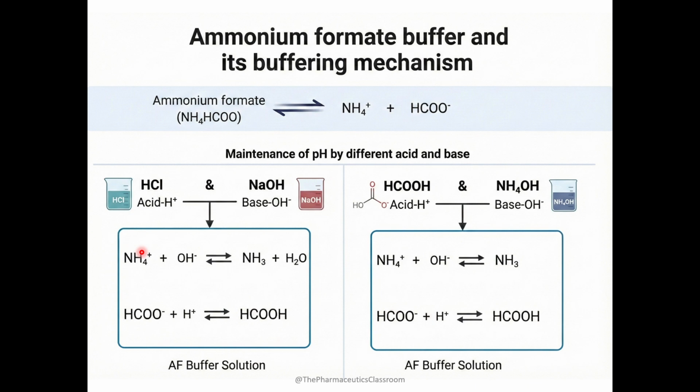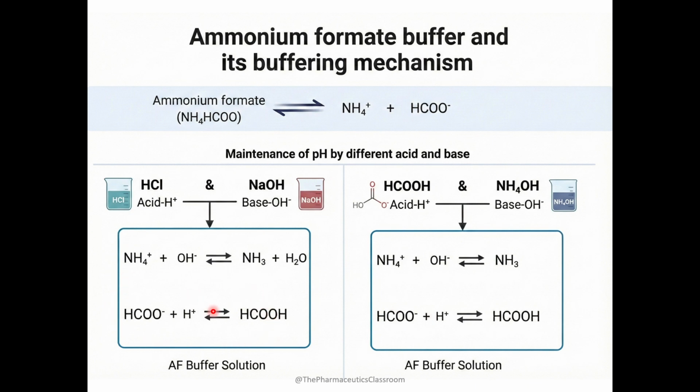Suppose I have dissolved ammonium formate in water, now I am getting this ammonium ion and this formate ion. Once I have added HCl, from HCl H plus is coming and it is reacting with the formate ion and getting converted into formic acid. Because of this, no H plus is increasing in this solution, and that is why we are not getting any change in pH.